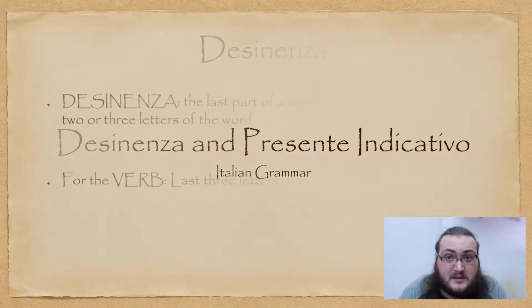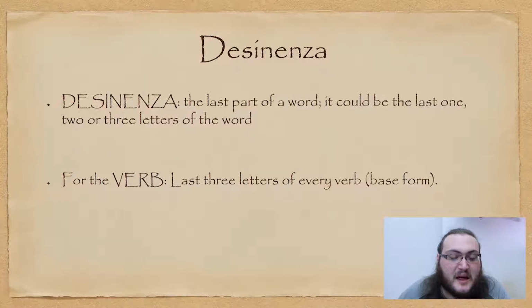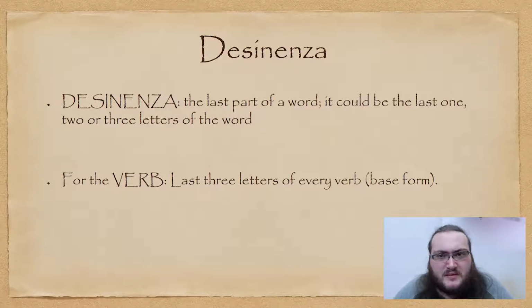What is a desinenza? The desinenza is the last part of a word. It could be the last one, the last two, or the last three letters of a word. It depends on whether the word is a noun, a verb, an adjective, etc. In this specific case, we are going to have a look at verbs. For a verb, the desinenza is the last three letters of the verb, and we are talking about base form verbs.